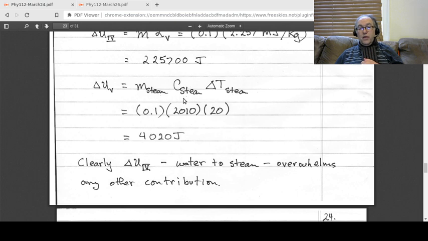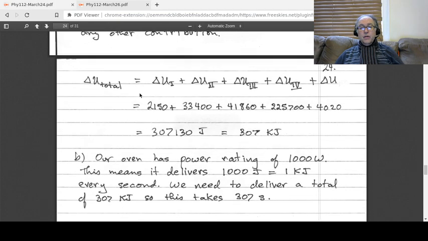So you have 0.1 kilograms of steam. Specific heat of steam is 2010, and the temperature change is 20 degrees because you're going from 100 to 120, and that's going to require 4,020 joules. Okay, so add them all up, and you get your total. Your total is 307,130 joules, or rounding off, 307 kilojoules.